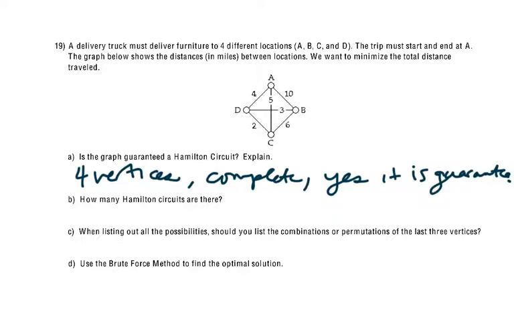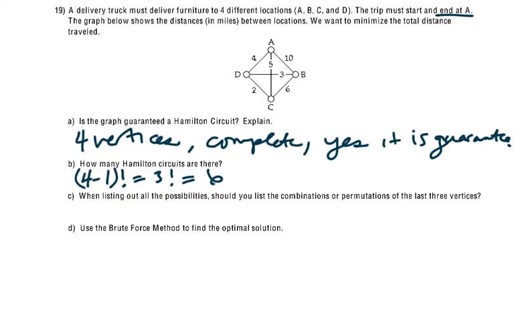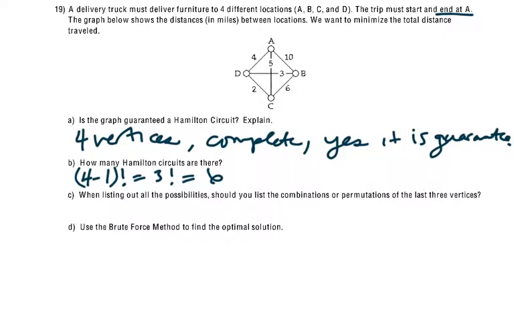How many Hamilton circuits are there? Well, there's 4 minus 1 factorial, which equals 3 factorial, which equals 6 Hamilton circuits. When we list out all the possibilities, should I list the combinations or permutations of the last 3 vertices? We would end up wanting the permutations of the last 3 vertices. We want to make sure that each one gets included. So if we're starting and ending at A, you want to make sure that you permute the remaining vertices. So we're going to use the brute force method to find the optimal solution. So here's what we know. We must start with A each time.